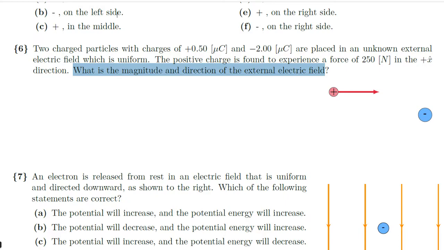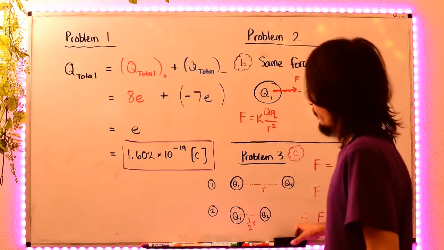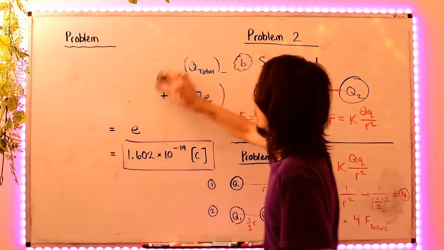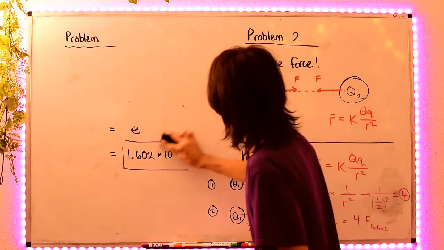So I tell you some information about the charges. I also tell you some information about the force. And I want what the electric field is going to be. There is a very simple relation, which is that F equals the product of your charge and your electric field. So here's what we're going to do, let me write this out over here. So this one is problem number 6.